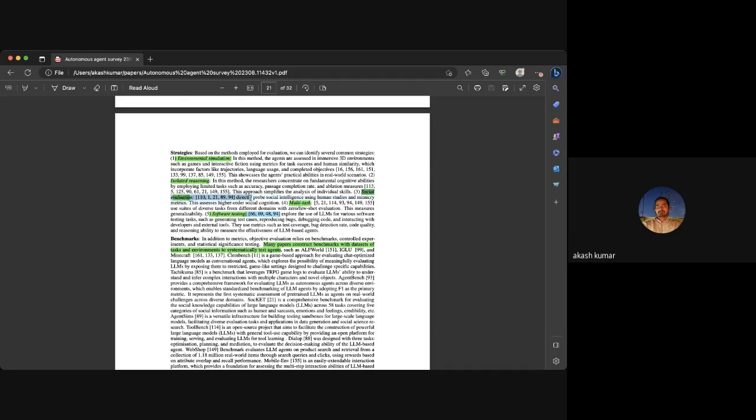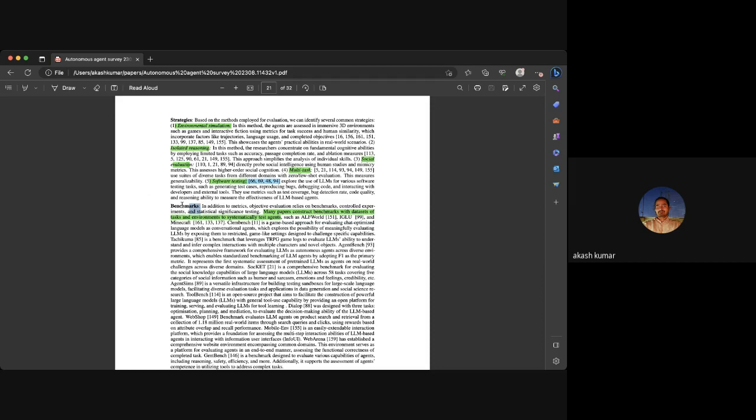Social evaluation directly probes social intelligence using human studies and mimicry metrics. Multitask uses suites of diverse tasks from different domains with zero and few shot evaluation. And the last one is software testing, where they use LLMs for various software testing tasks. So basically, strategies refer to the different methods in which these agents are being evaluated.